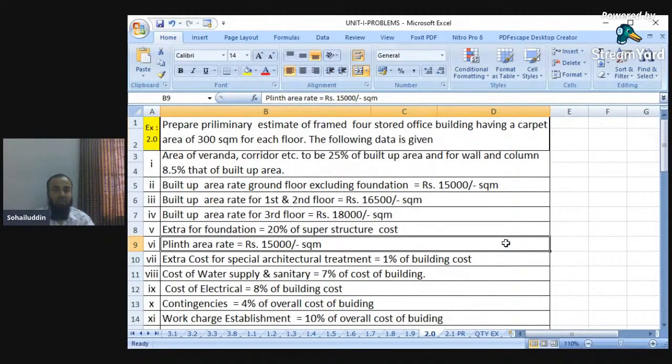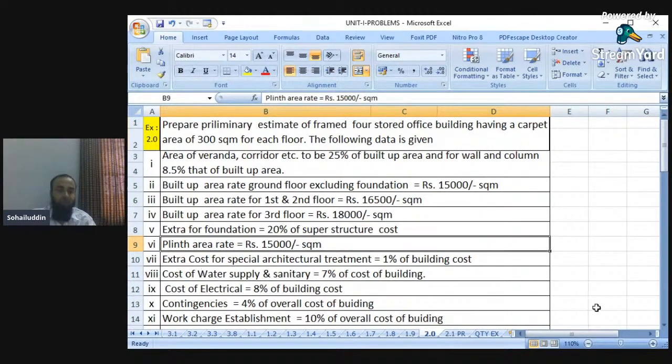Extra cost for special architectural treatment. This plinth area rate is just to confuse. For serial number 2, it has already been mentioned for various floors. Ground floor rate is different, first, second, third floor. But here it is just to confuse. So 15,000 is the same as plinth area rate. If it is not mentioned, then we can have 15,000 as ground floor, first and second floor as 16,500, and third floor as 18,000. If plinth area rate is not given, then also we can solve the problem.